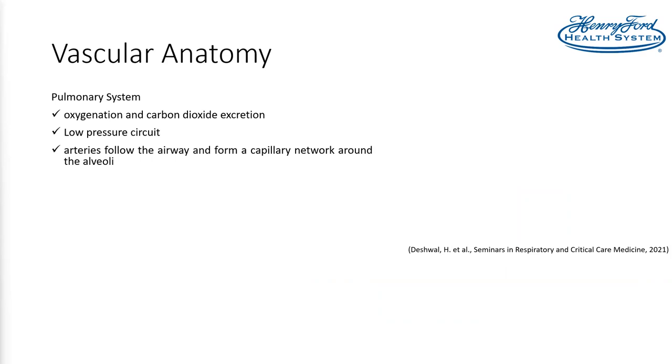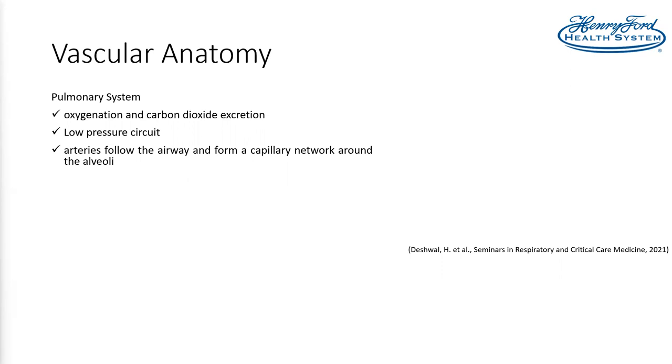The vascular anatomy: there are two vascular circulations that supply the lungs, the pulmonary and the bronchial system. The pulmonary system is responsible for oxygenation and carbon dioxide excretion. It carries the blood from the right ventricle across the highly vascular pulmonary capillary bed and returns it through the pulmonary veins to the left atrium.